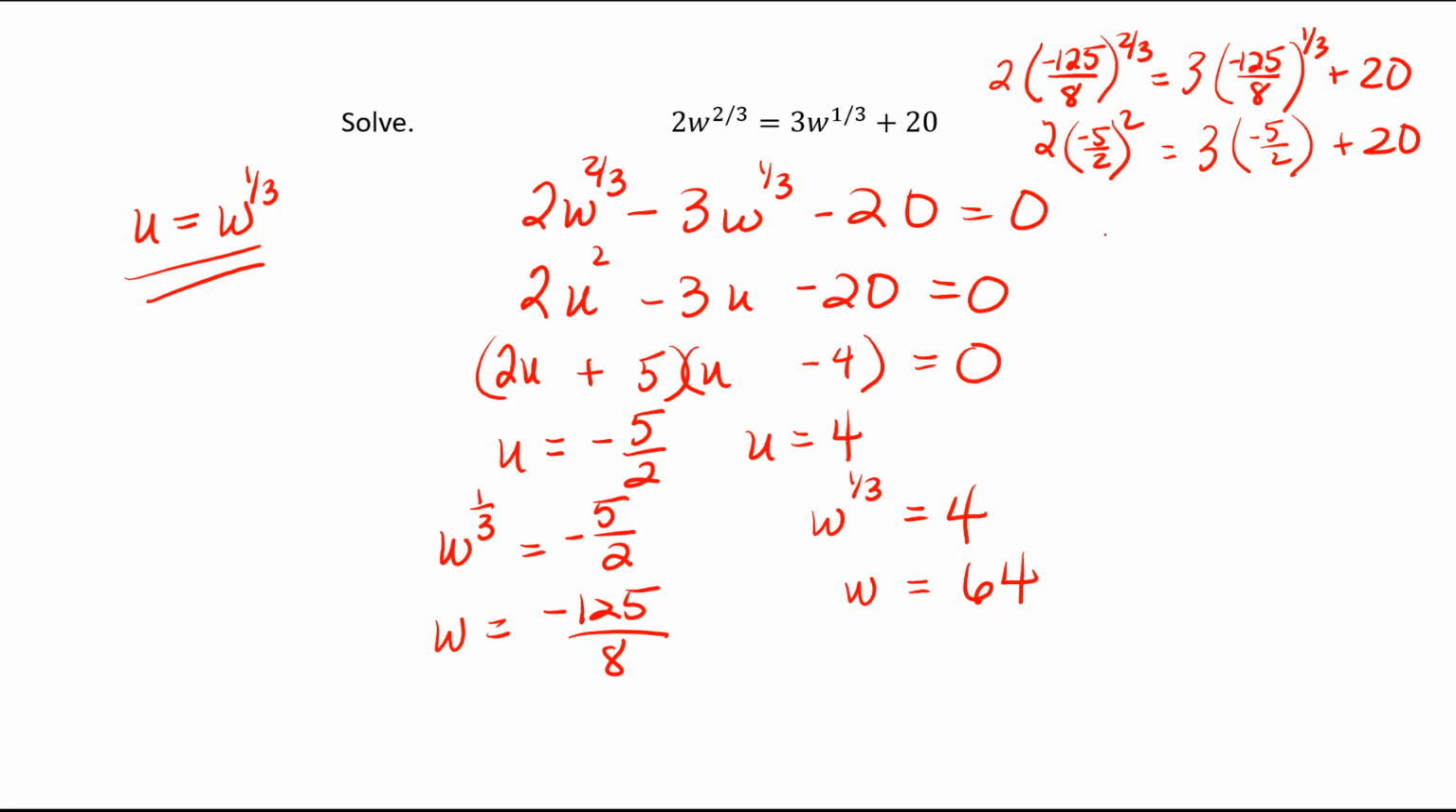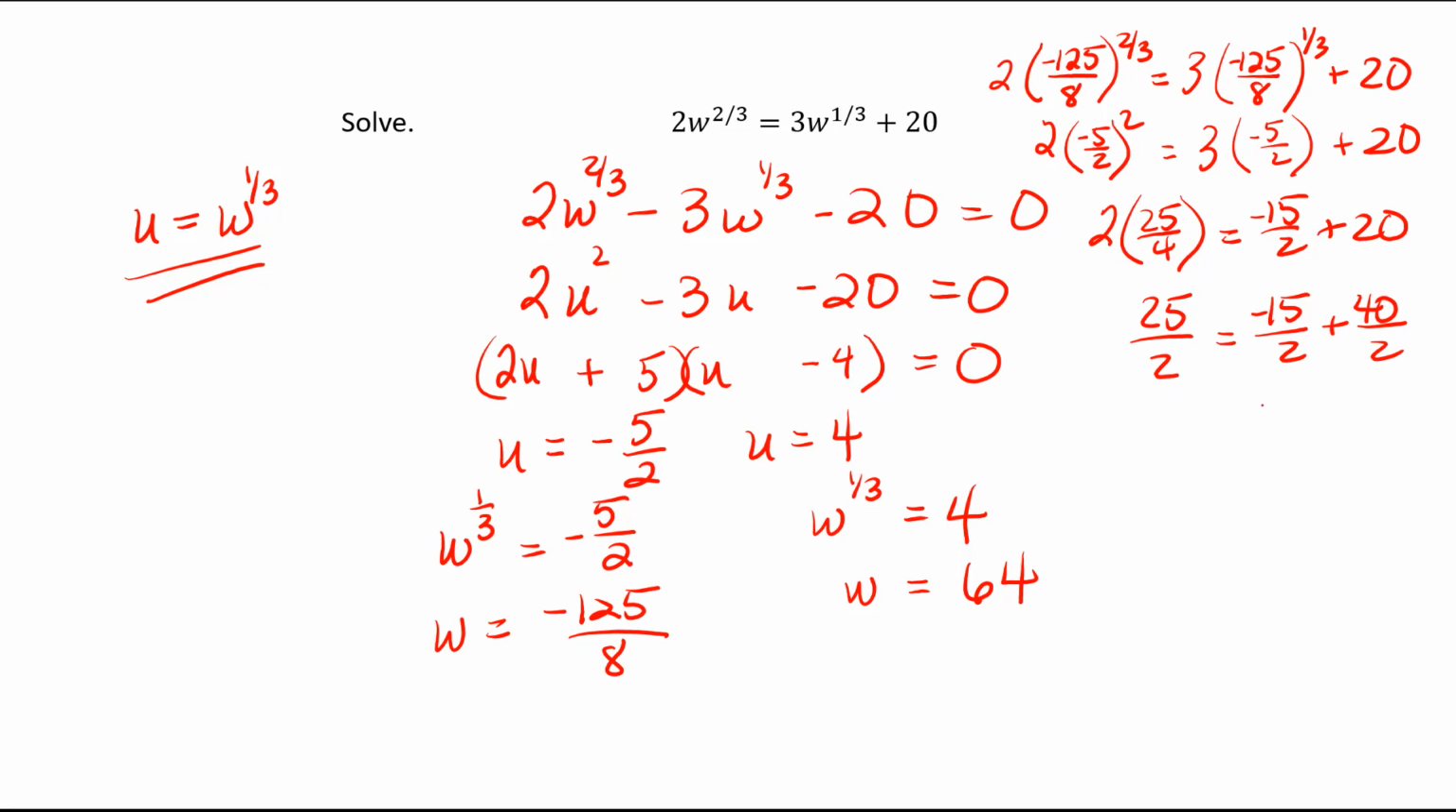plus 20. So on the left side now, I have 2 times negative 5 squared is 25, and 2 squared is 4. And then over here I've got negative 15 halves plus 20. So I have 25 over 2 equals negative 15 over 2 plus 20, which is 40 over 2. So that is 25 over 2. So that works.